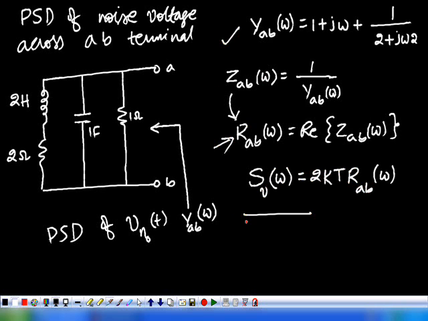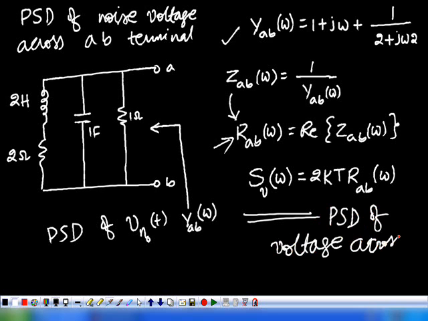Find the ZAB of omega, that is the reciprocal of this, then find the real part of ZAB of omega. Therefore, the power spectral density of the voltage across AB is given by 2 kT RAB of omega. You find this RAB of omega and substitute, and you will get SV of omega. Here I have written the subscript V that indicates the power spectral density of the voltage. If I ask you to find the power spectral density of the current, you will get 2 kT GAB of omega, where GAB of omega is the real part of YAB of omega. Similarly, find SI of omega also from this. What is SI of omega?